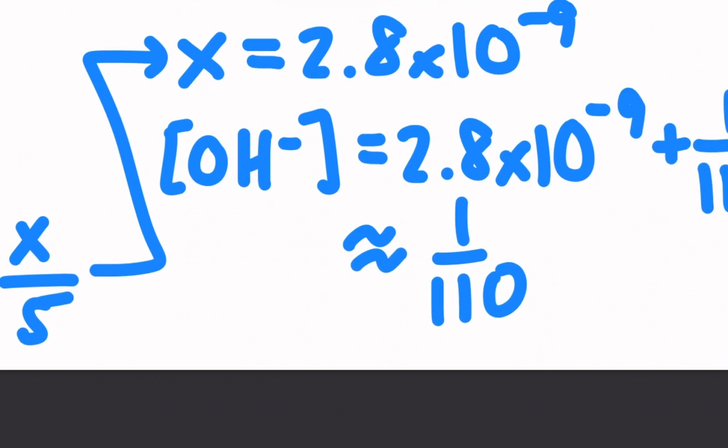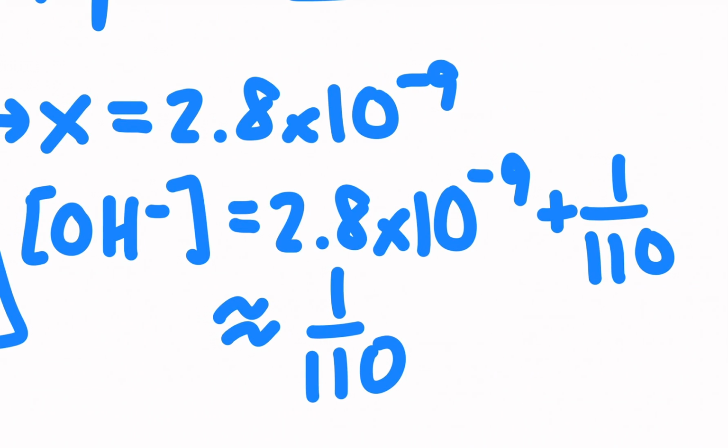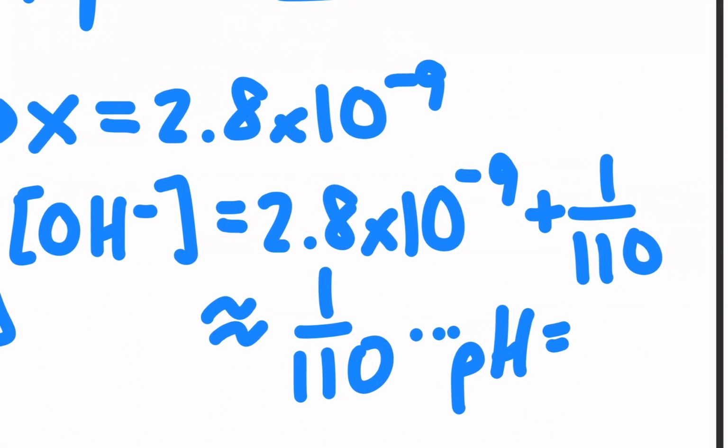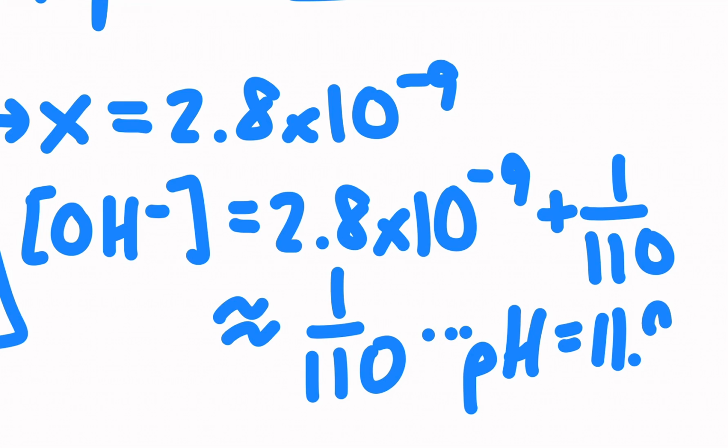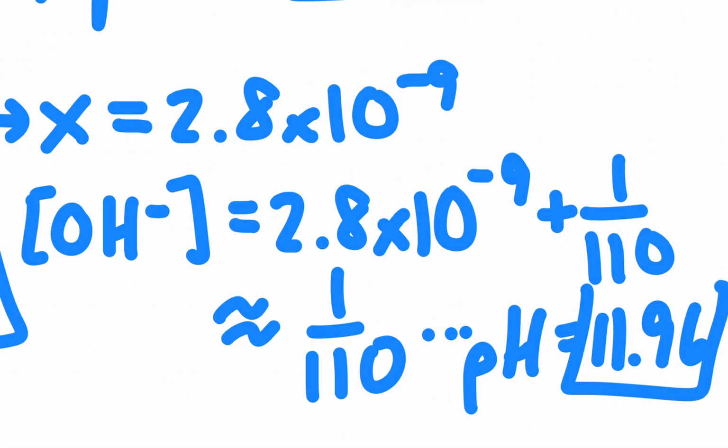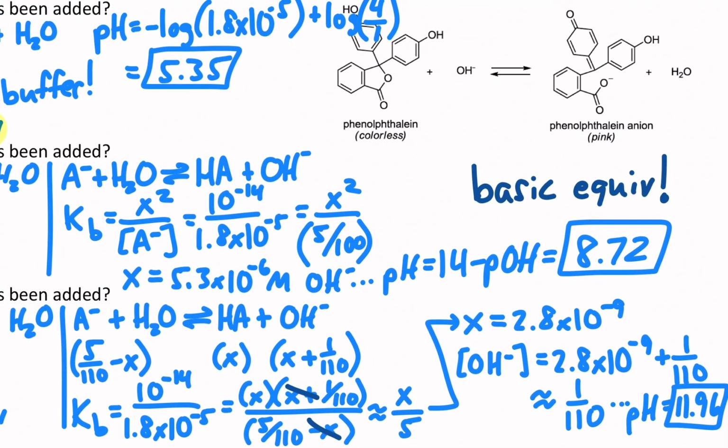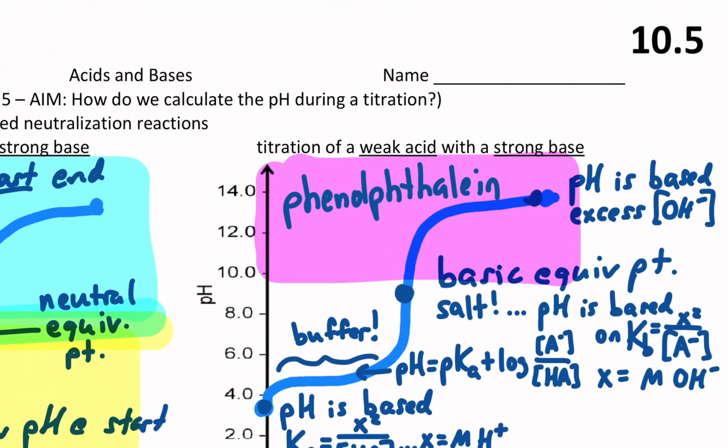So if the hydroxide is 1 over 110, we can turn that into a pOH, which we can turn into a pH, and I'm just going to write the final answer. I'll let you check on your calculator. You get 11.96. And if you look back up to our summary at the beginning, we said this already. At the very end, the pH is just based on hydroxide.